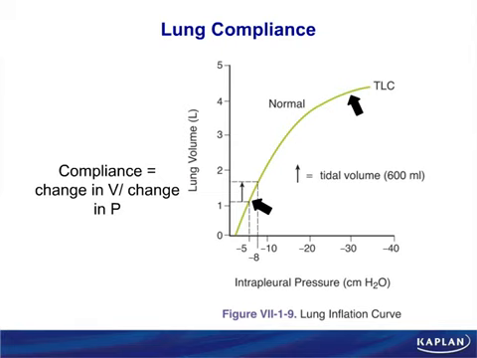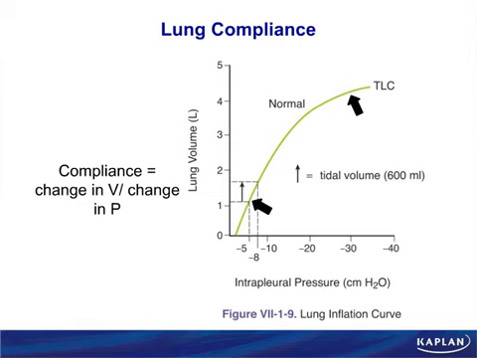Now, let's flip and use that other word, elasticity, which is the inverse of compliance. So notice, at low lung volumes, we have high compliance. This means low elastic recoil, or low elasticity. As lung volume goes up, compliance goes down. That means we have high elasticity. So at high lung volumes, we have high elasticity. At low lung volumes, we have low elasticity.